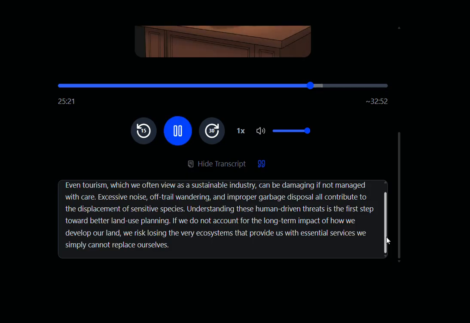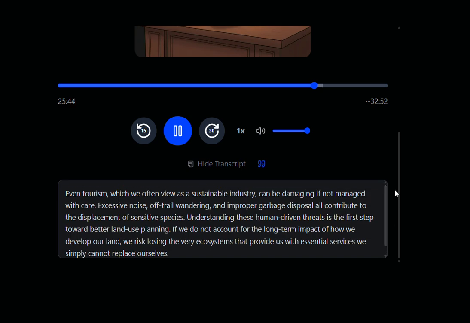Even tourism, which we often view as a sustainable industry, can be damaging if not managed with care. Excessive noise, off-trail wandering, and improper garbage disposal all contribute to the displacement of sensitive species. Understanding these human-driven threats is the first step toward better land use planning. If we do not account for the long-term impact of how we develop our land, we risk losing the very ecosystems that provide us with essential services we simply cannot replace ourselves.